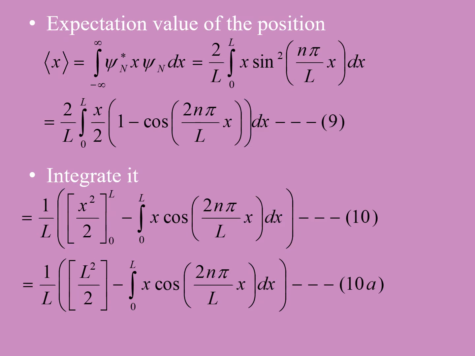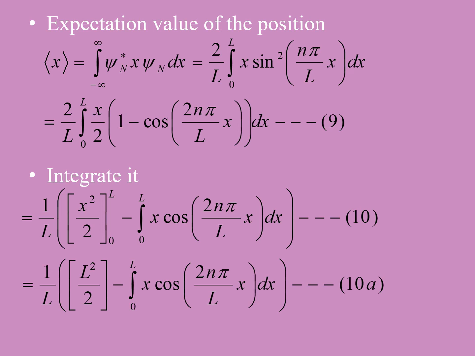Now you have to find the expectation value of position. So it is equal to the integral from minus infinity to infinity of psi n star x psi n dx. Now you substitute the value of psi n, then it is 2 by L integral from 0 to L of x sin squared n pi x by L dx. The sin squared can be written as 1 minus cos 2x by 2. So it is 2 by L integral from 0 to L of x by 2 into 1 minus cos 2n pi by L x dx.